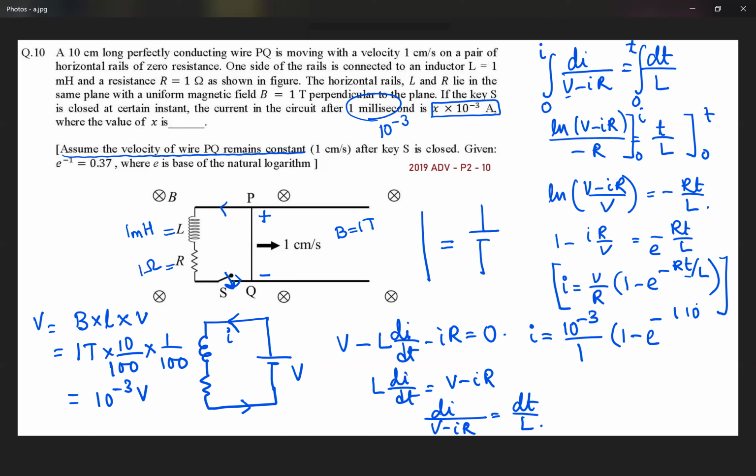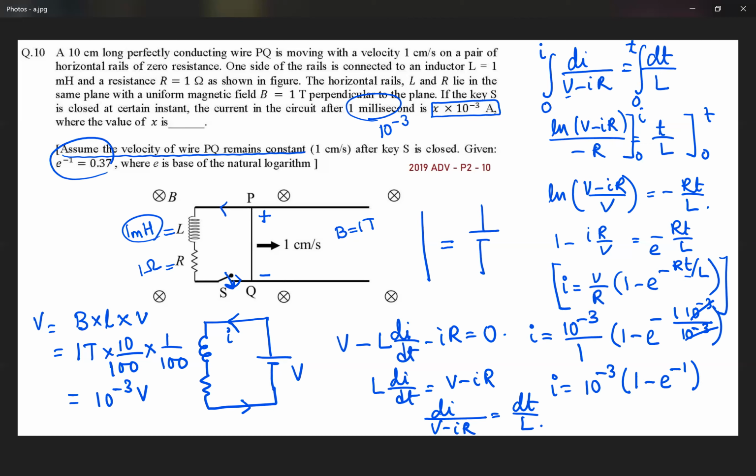So into 10 to the power minus 3 divided by the inductance. The inductance is equal to 1 Henry. The inductance over here is equal to 1 millihenry, which is 10 to the power minus 3 again. 10 to the power minus 3 cancels. So I is equal to 10 to the power minus 3 into 1 minus e to the power minus 1.